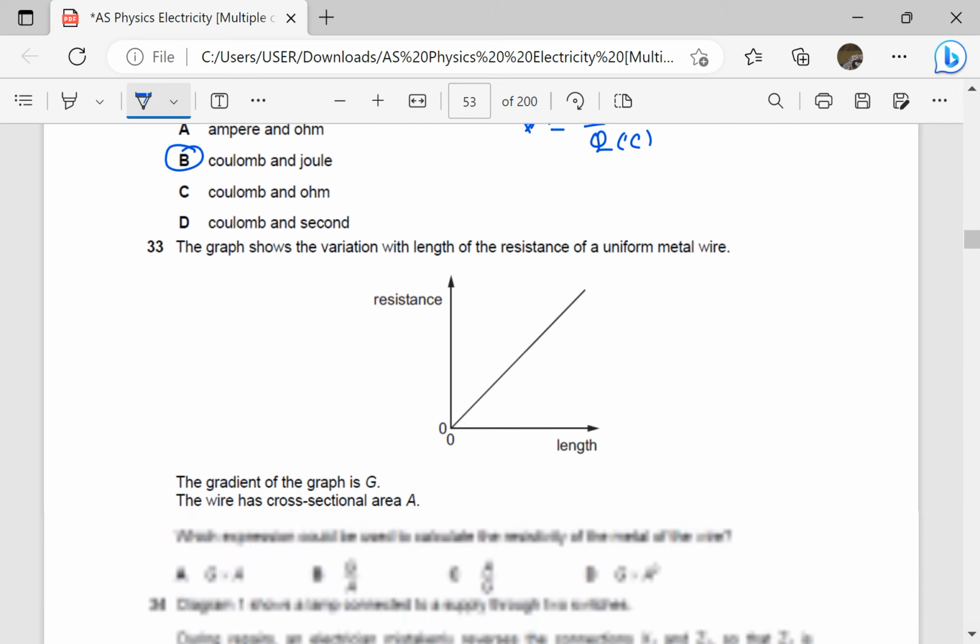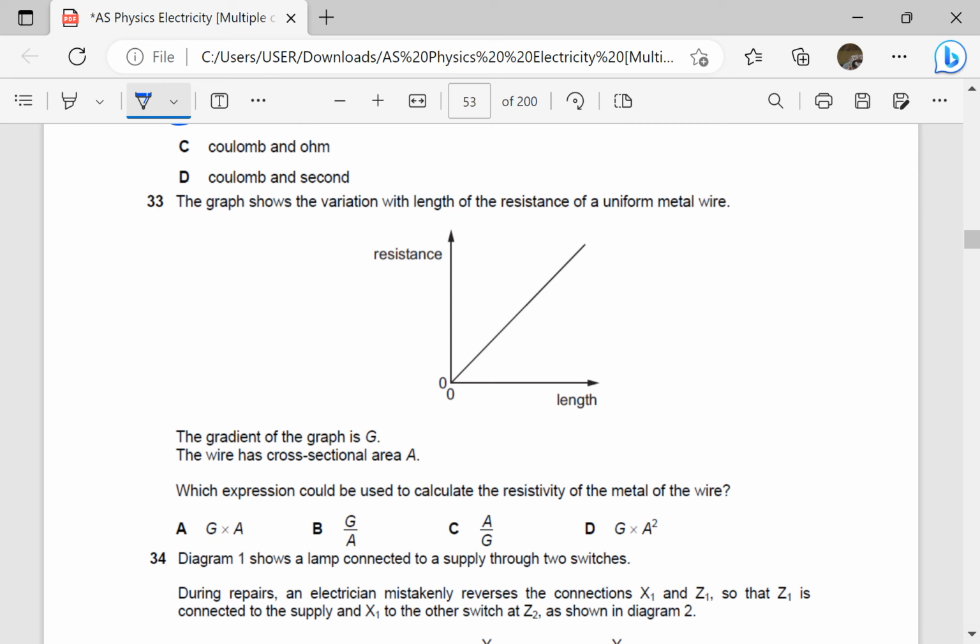The graph shows the variation with the length of the resistance of a uniform metal wire. The gradient of the graph is G. The wire has cross-sectional area A. Which expression could be used to calculate the resistivity of the metal wire?